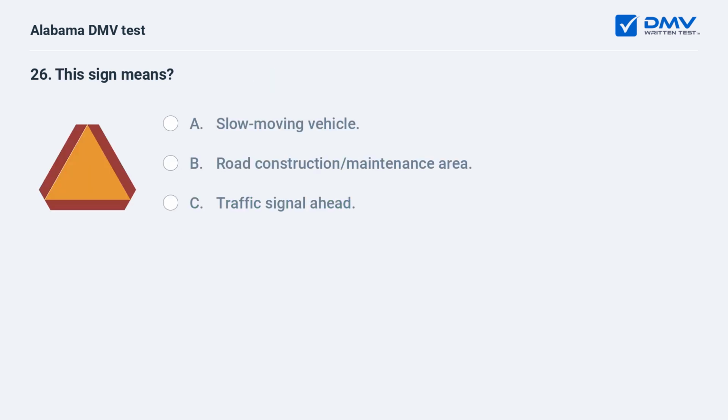This sign means A. Slow-moving vehicle, B. Road construction maintenance area, C. Traffic signal ahead. A. Slow-moving vehicle. This sign is displayed on slow-moving vehicles.